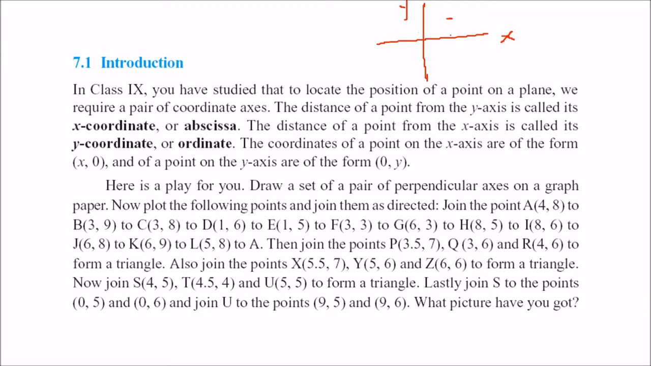And the distance from the y-axis is known as the x coordinate, or the abscissa, and the distance from the x-axis, the y point, is called the ordinate. If you have a point on the x-axis, then y will be equal to 0. If you have any point on the y-axis, x will be equal to 0.